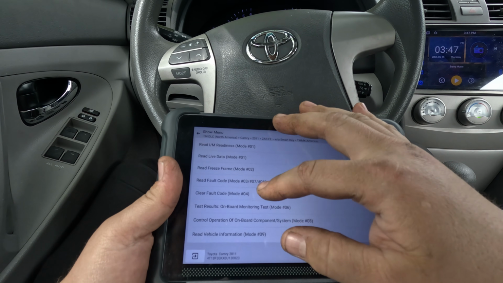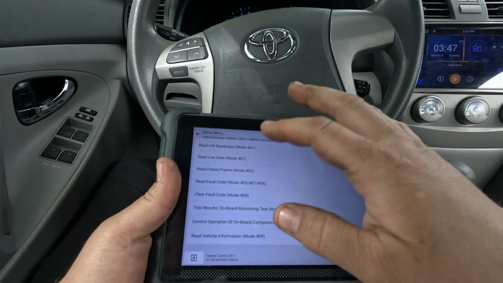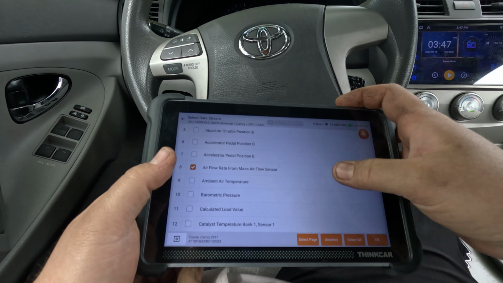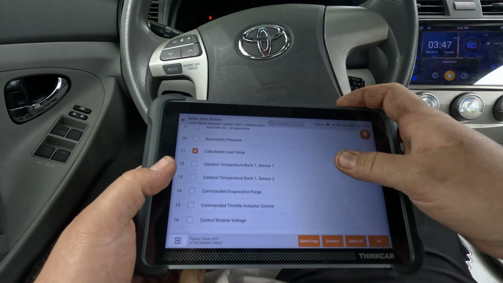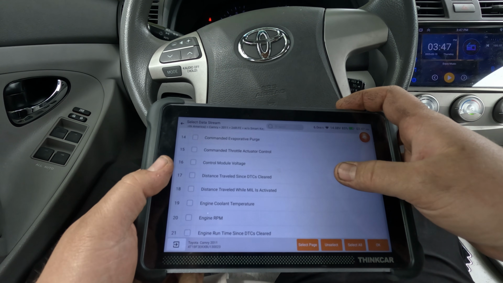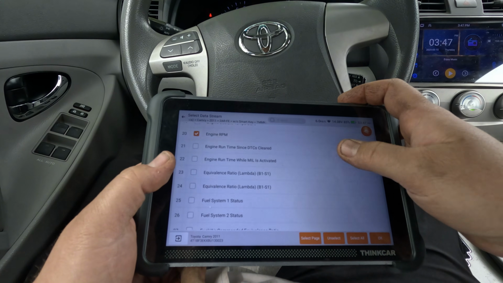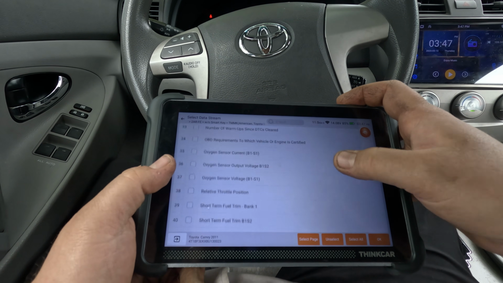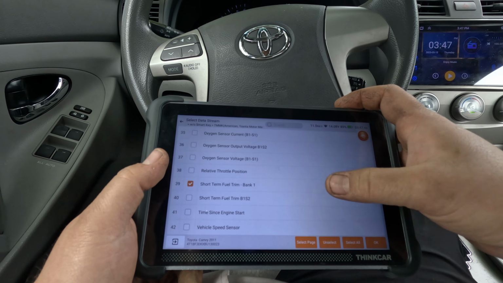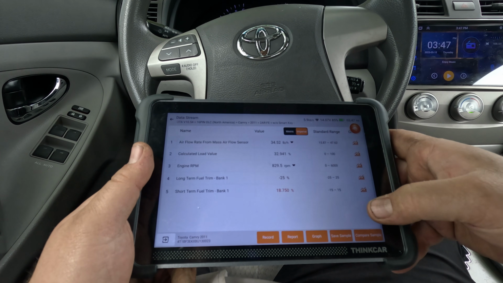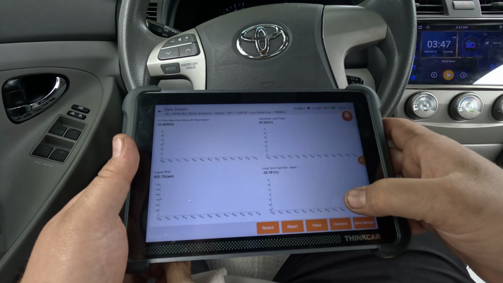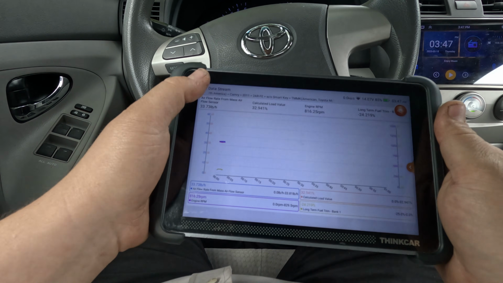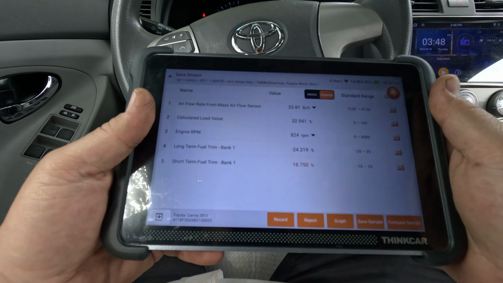Read data stream. Alright, let's get the airflow rate from mass airflow, calculated load, engine RPM, long-term fuel trim, short-term fuel trim. How many could we graph at a time? We can only graph 4, unless we combine them all. Oh, even then it's only 4. Okay, so let's go ahead and graph.